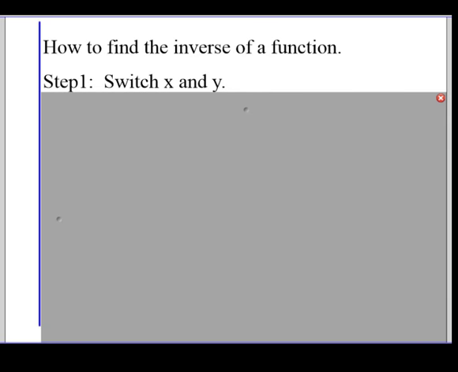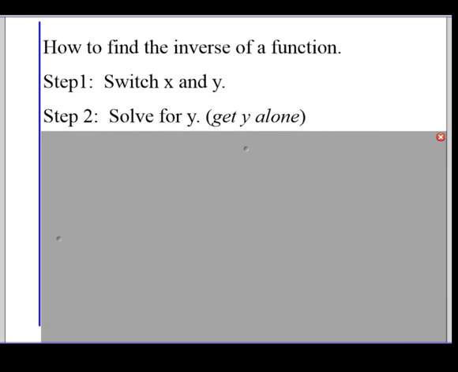So how do you find an inverse function? Well, we saw that the inputs and outputs switch around. We saw that on a table, the x's and the y's switch around. So I think that's what you should do. Step one is to switch the x and the y around in a function. Once you do that, you need to make it say y equals again. You need to solve for y and get y alone.